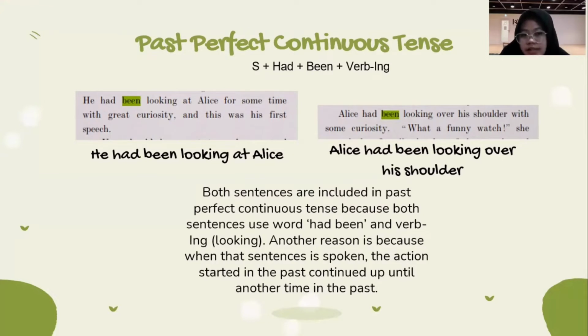The next is past perfect continuous tense. Past perfect continuous tense has the pattern subject plus had plus been plus verb ing. The first sentence that I found is "he had been looking at Alice." The second is "Alice had been looking over his shoulder." Both sentences are included in past perfect continuous tense because both use had been and verb ing, looking. Another reason is because when the sentence is spoken, the action started in the past and continued up until another time in the past.